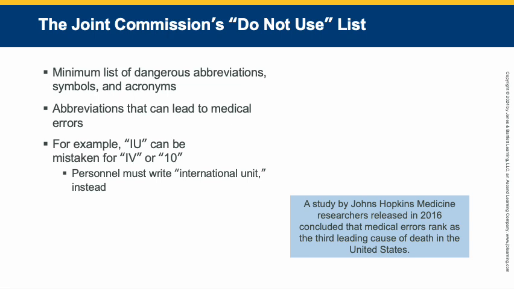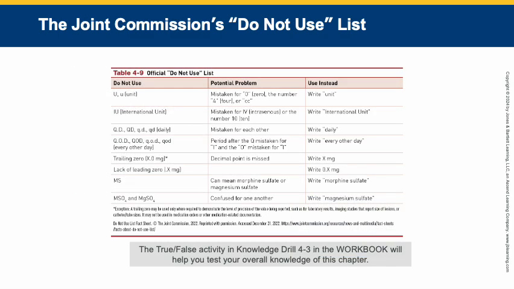MS, that can mean morphine sulfate or magnesium sulfate. So you have to write specifically out which one of those you're talking about. MSO4 and MgSO4, they can be confused. So you write all the way out magnesium sulfate. So these are just a few, but these are the main ones that they released in 2016 because medical errors were ranking as the third leading cause of death in the United States. And so they had to make a way to eliminate these errors or help eliminate these errors.